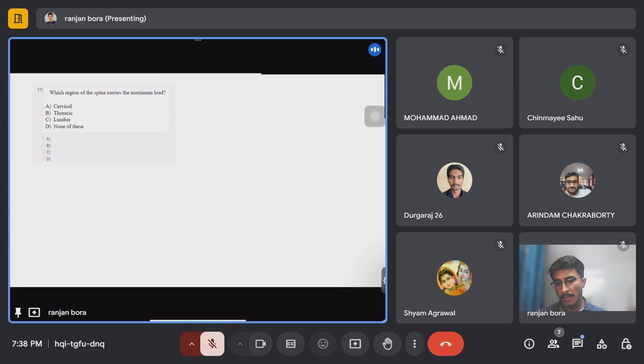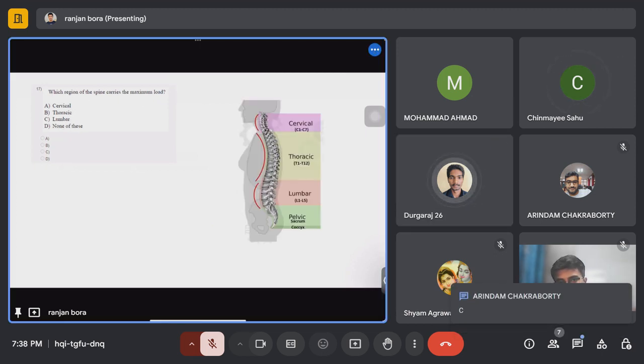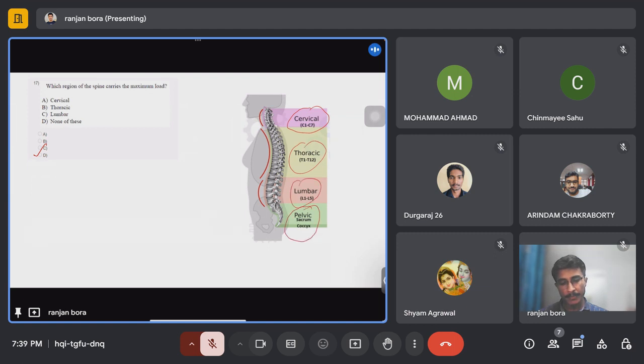Which region of the spine carries the maximum load? Lumbar. Yeah. So the spine has these four regions: cervical, thoracic, lumbar, and this pelvic sacrum. So this lumbar region carries the maximum load.